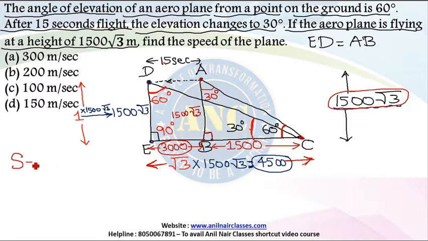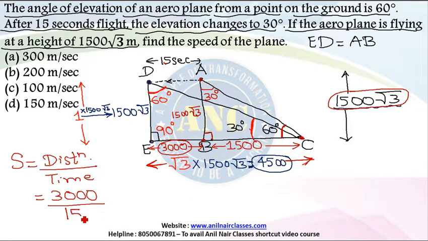Speed is what they are asking. Speed is nothing but distance by time. The distance travelled from A to D is 3000 meters. Time is 15 seconds. 3000 by 15 is 200 meters per second.